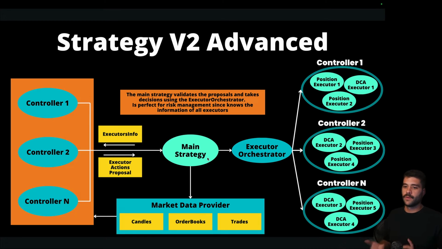So for example, if the signal of the controller says that it has to buy long, it will create an executor action proposal and send it to the main strategy. The main strategy can validate, okay, I have a lot of executors running, or my margin is too low for the amount of positions that I have open, and based on that can decide if it will accept or reject the instructions from the controller. That's much more advanced than what we're going to do right now, but those are the main principles of this setup.